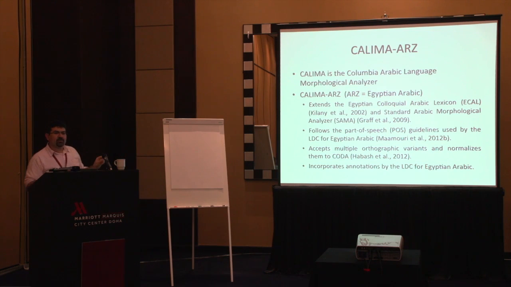When I talk about a particular tool that we developed at Columbia called Kalima Egyptian, ARZ is the international standards organization symbol to represent Egyptian Arabic. Don't ask, I don't know. So it's ARZ, and that was the term that the LDC used for a while, so we ended up sticking with it, being stuck with it. So Kalima ARZ or Kalima Egyptian is the same thing, actually.